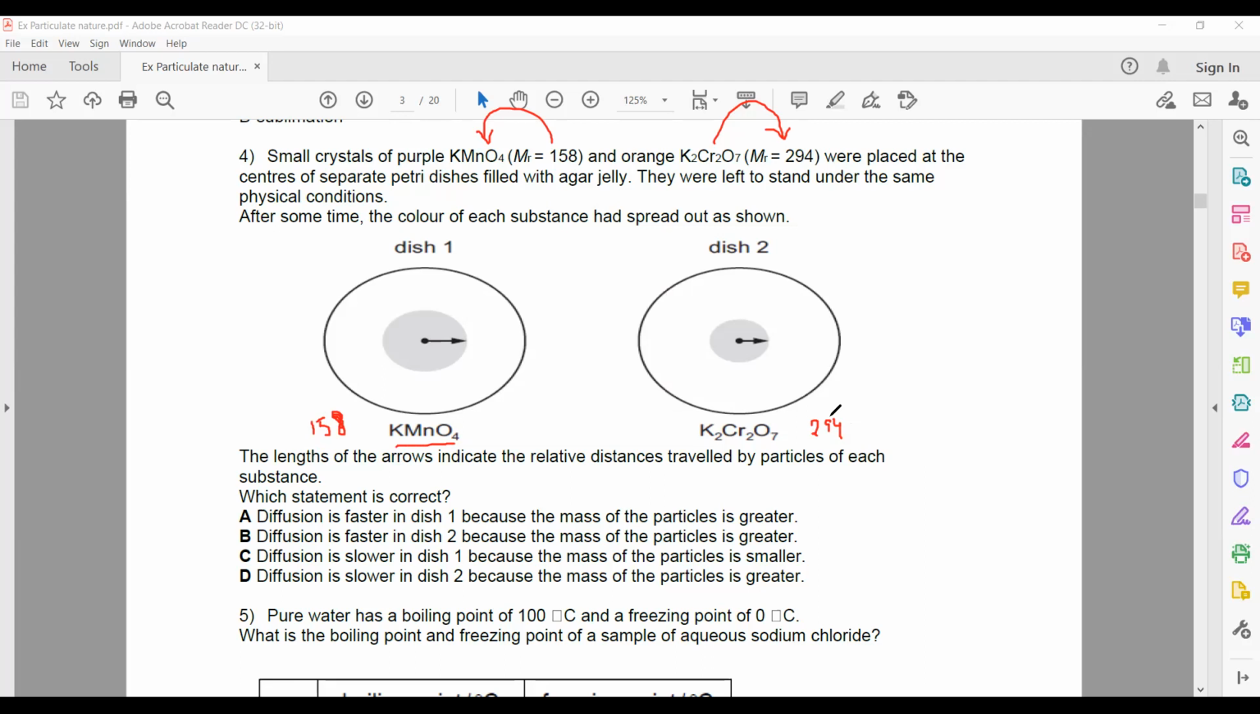Whenever you're solving a question, always check the statements. If you check A, diffusion is faster in dish 1. That's true. Because the mass of a particle is greater, that is wrong, because diffusion is faster when the particles are lighter, not heavier.